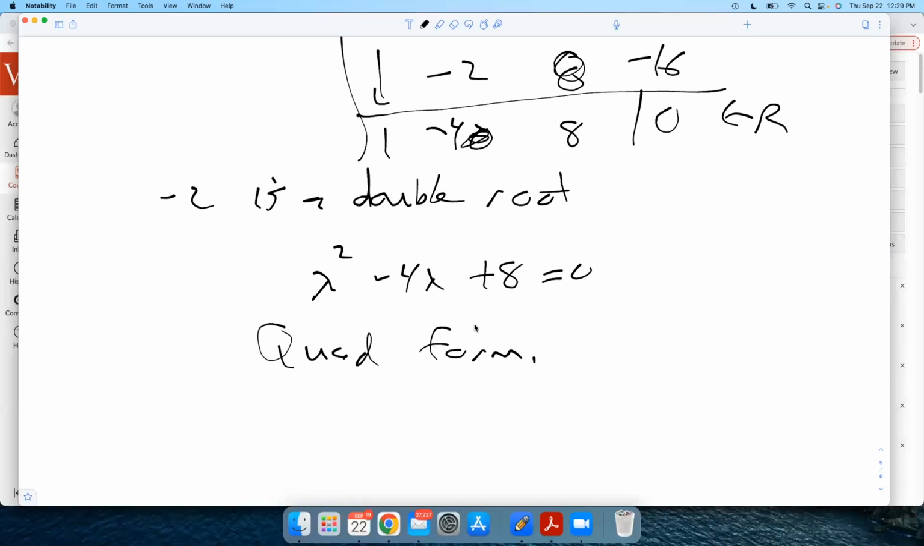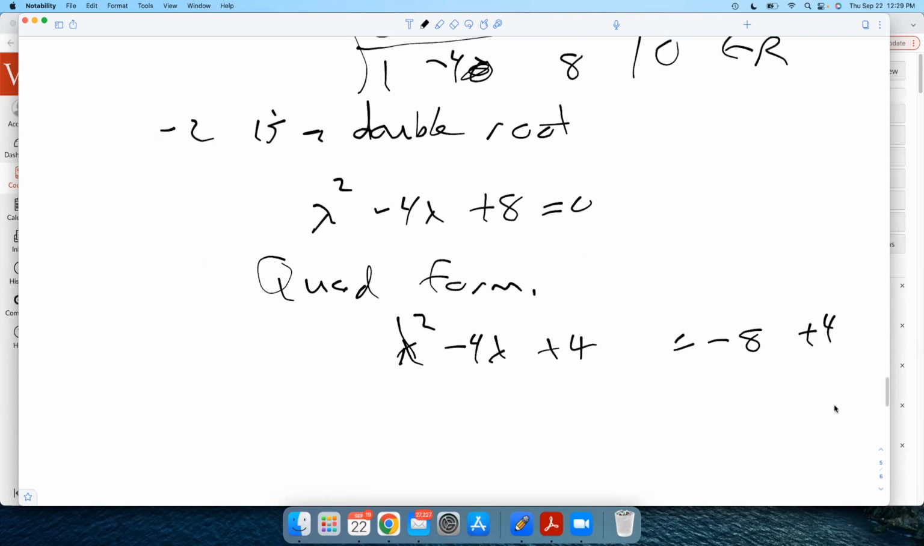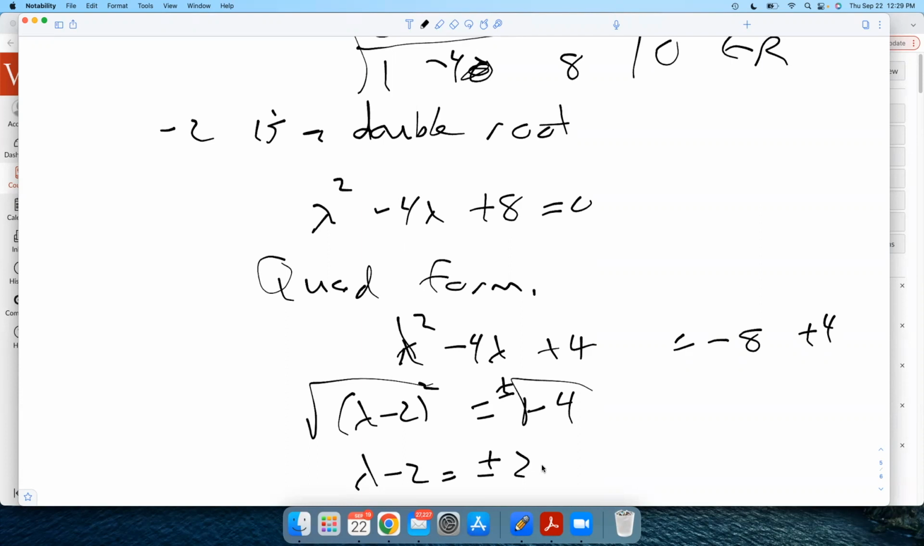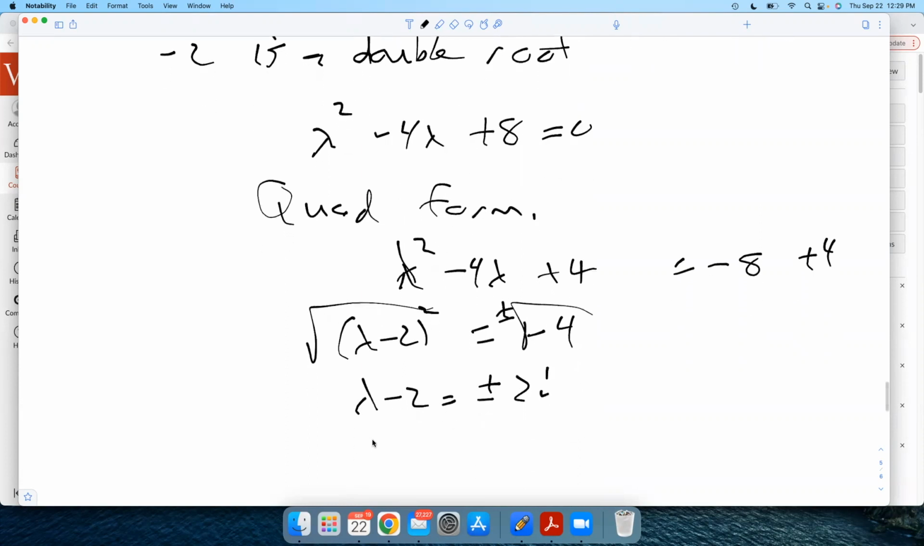We could do completing the square. That's how I'm going to do it because it's quicker. So I'm going to move that 8 to the other side, take half of this guy, which is 2, squared, and add that to both sides. Now the left side is a perfect square trinomial that factors: lambda minus 2 squared. On the other side, we get, what is that, -4. Take the square root of both sides. Don't forget our plus or minus. So lambda minus 2 is plus or minus 2i. So lambda is 2 plus or minus 2i.